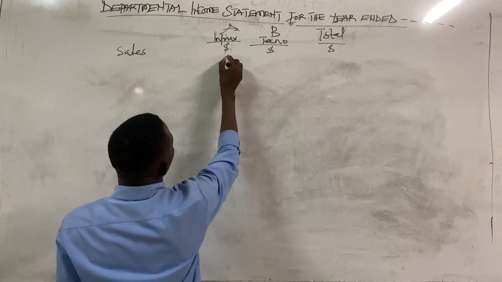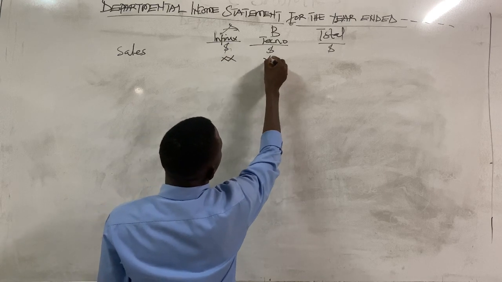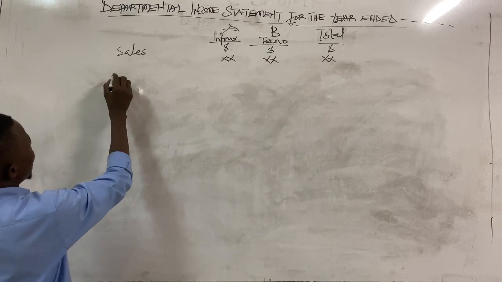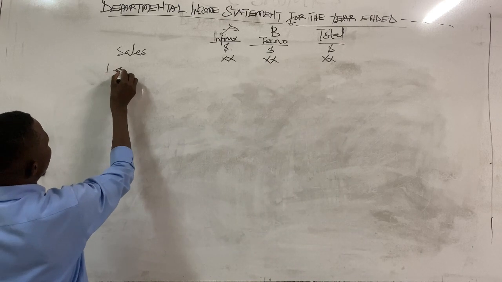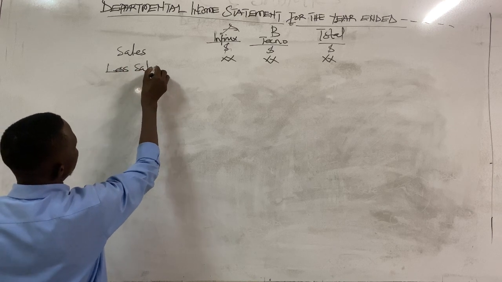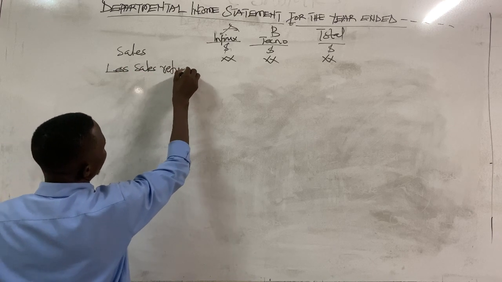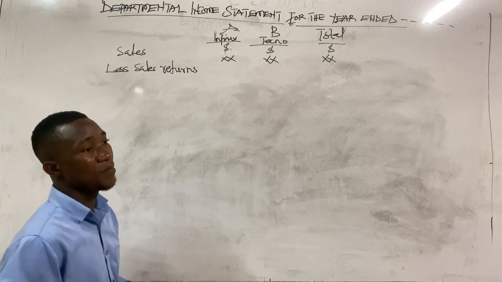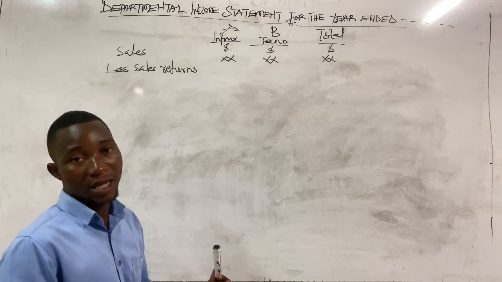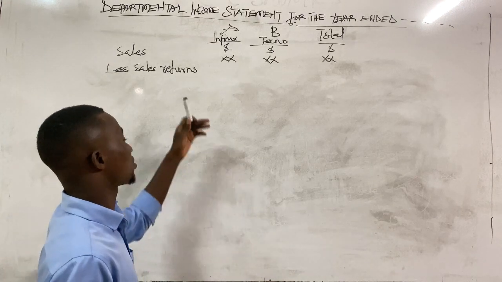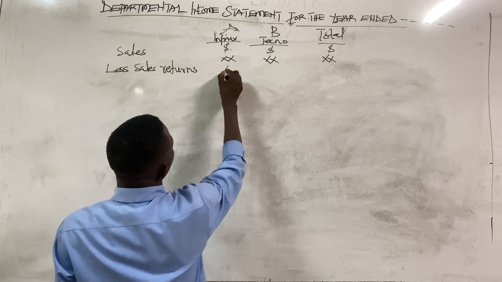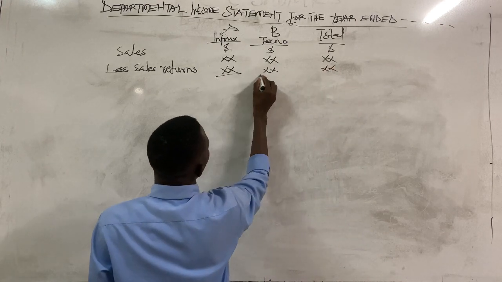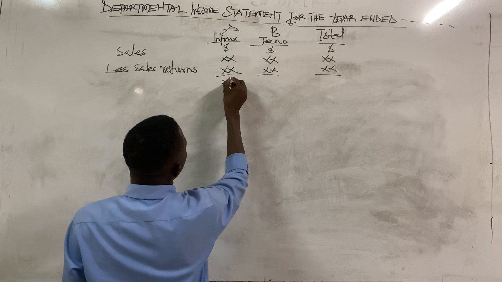The sales for each department, and we sum it up to arrive at our total. After that, we less sales returns, or return inwards. When we make sales to our customers and the customers return part of the goods to us, we need to subtract it from the sales amount, okay? So we less it. Then we arrive at our net sales.